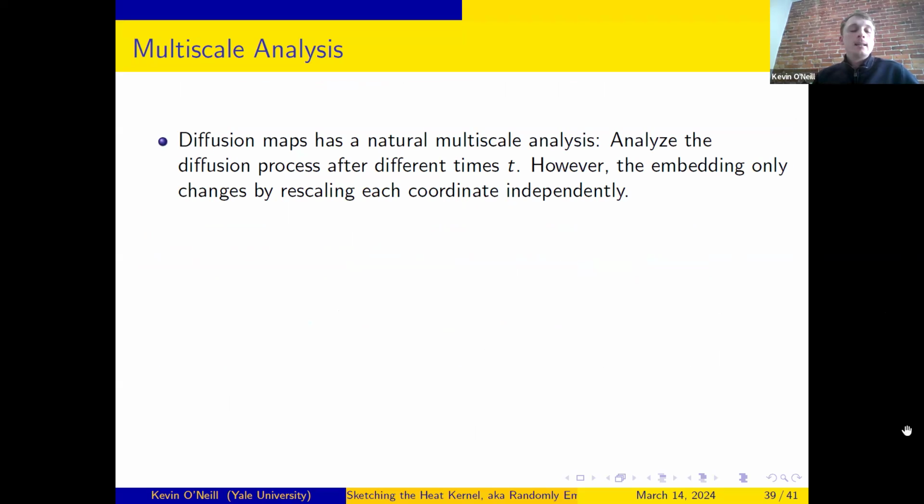Another thing: diffusion maps has this natural multi-scale analysis. You have a diffusion process, and the diffusion process at a short time is going to look very different from the diffusion process over a long time. That's very important. But at least from the perspective of the embedding, all that happens is you get the same eigenfunctions. It's just the eigenvalues change, so you're just reweighing each coordinate in your embedding a different amount. The fundamental structure stays the same, it just stretches in a funky way.